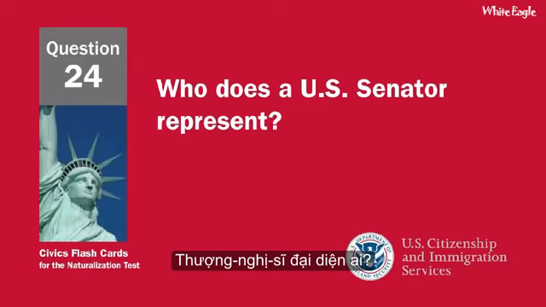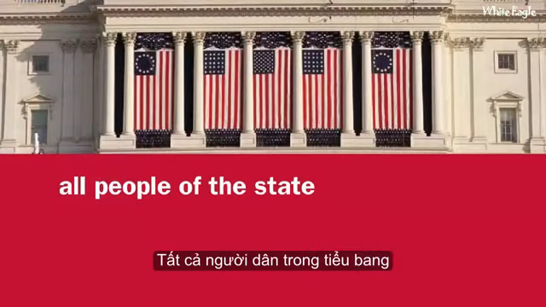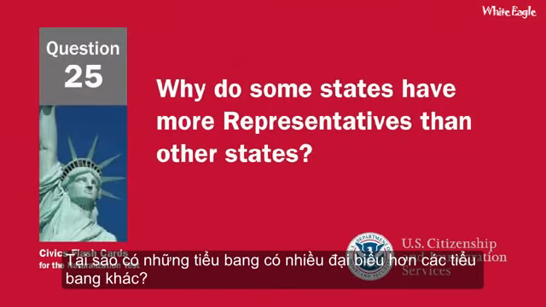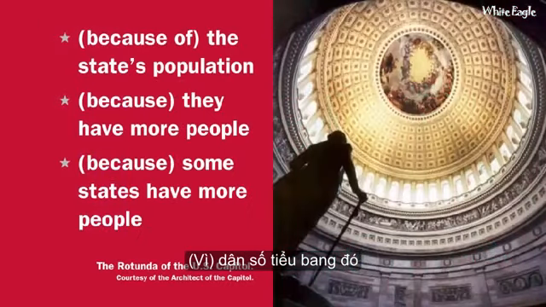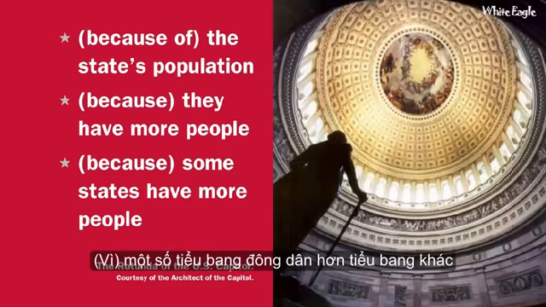Who does a U.S. Senator represent? All people of the state. Why do some states have more representatives than other states? Because of the state's population. Because they have more people. Because some states have more people.